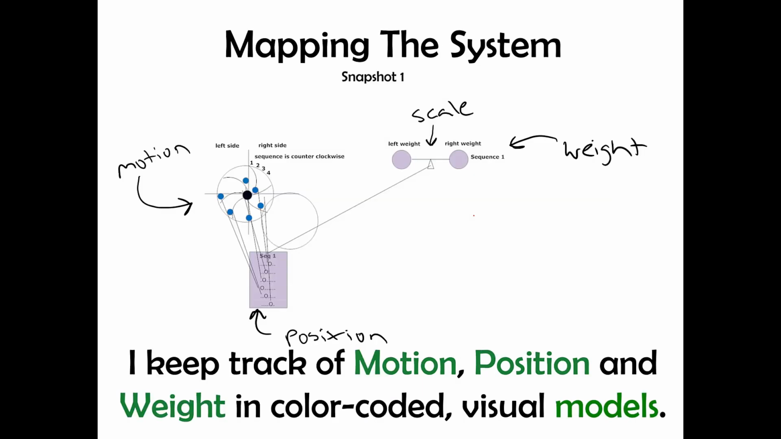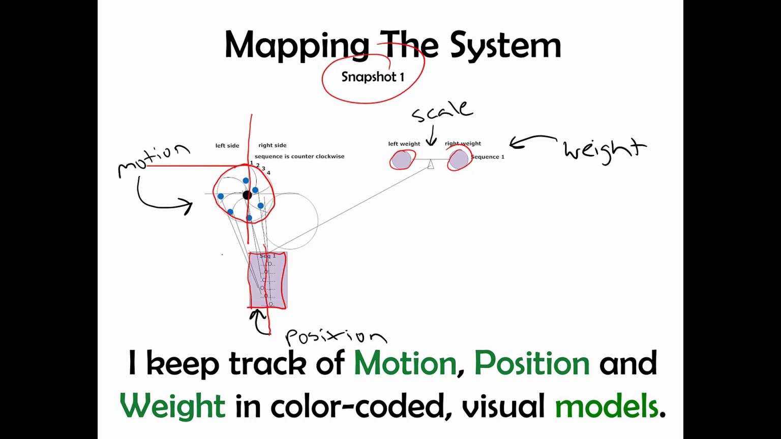I keep track of the motion, position, and weight in color-coded visual models, and this is one snapshot in time, snapshot 1. What you have to imagine is that this is a snapshot of this wheel that's spinning around. This is the distance of each marble from the center y-axis, this axis here. And this is the weight of the left side versus the right side, by adding up the visual weight of the marbles that are on the left side versus the right side.